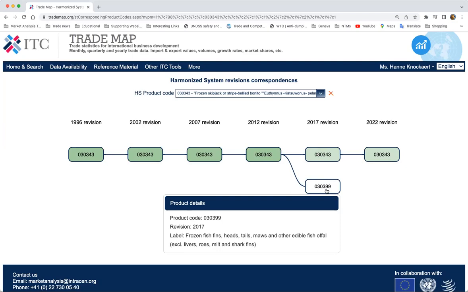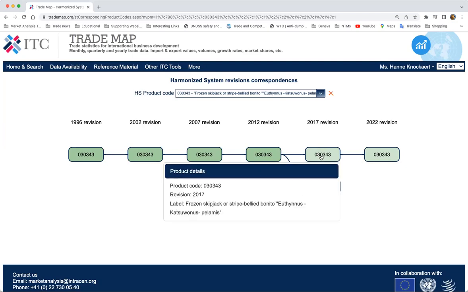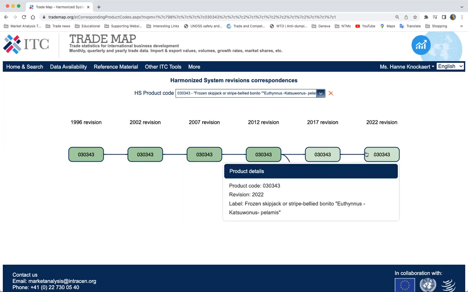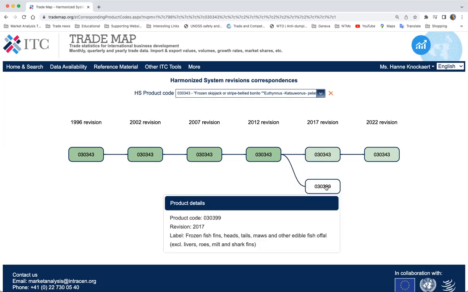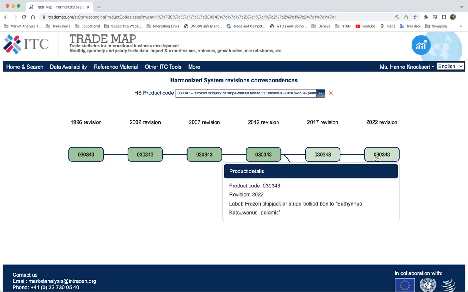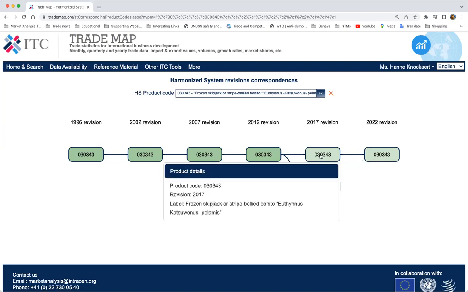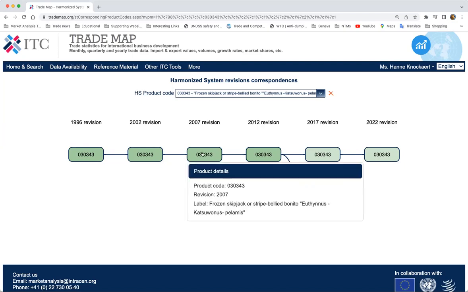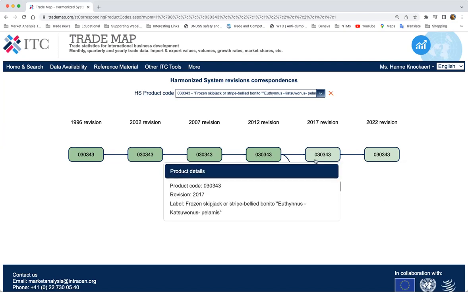So it's more about which part of the fish we're talking about. Then in 2022, this extra code 030399 has been removed, and we're still talking about this 030343 frozen skipjack or striped-bellied bonito. So we're back to the previous code. So when we're looking at trade data, I don't think we will see much happening there.